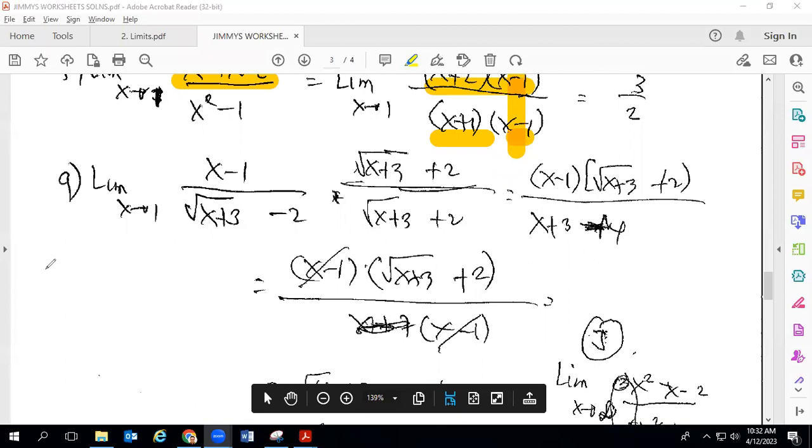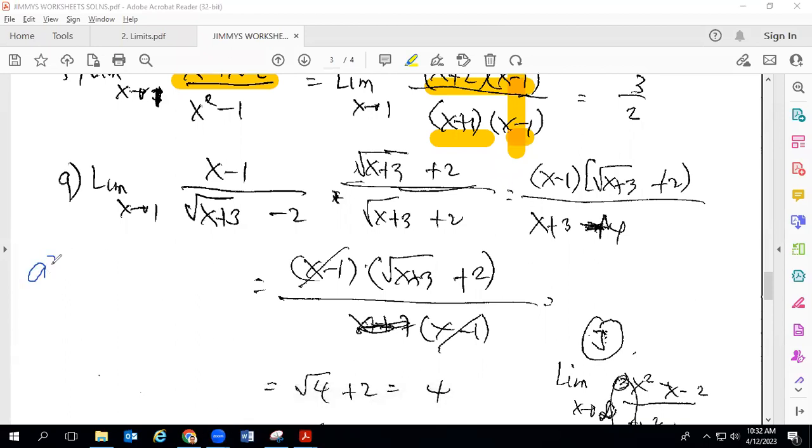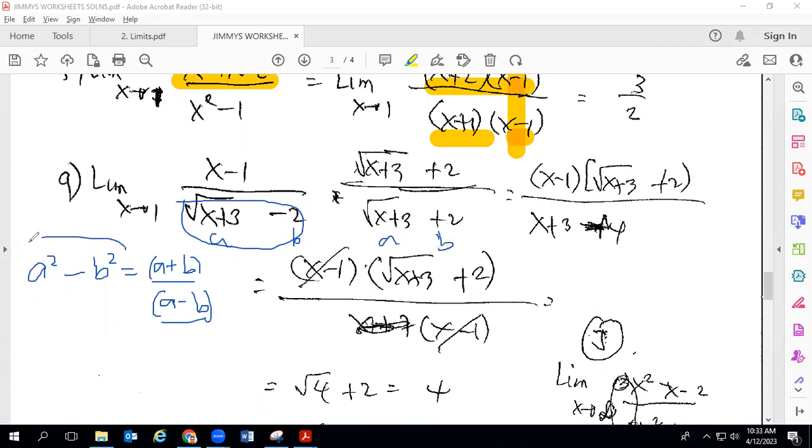This one is just like a squared minus b squared. The factor of this one is a plus b, and then a minus b. If you're going to multiply this whole thing, the denominator by a plus b, you will come up with this a squared minus b squared. That's why the answer here, what is a squared?